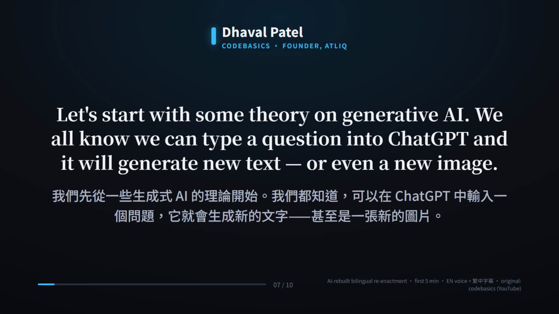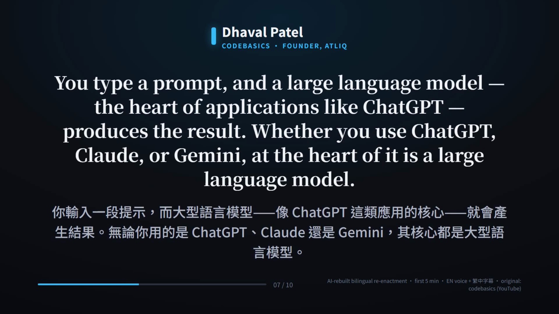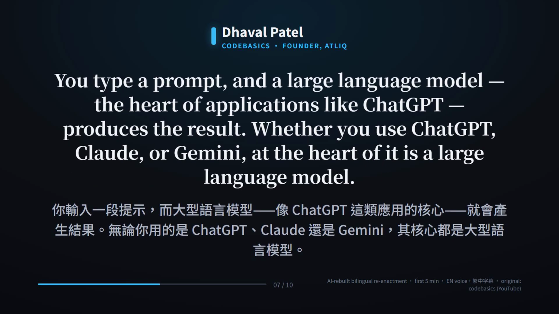Let's start with some theory on generative AI. We all know we can type a question into ChatGPT and it will generate new text or even a new image. You type a prompt, and a large language model, the heart of applications like ChatGPT, produces the result. Whether you use ChatGPT, Claude, or Gemini, at the heart of it is a large language model.